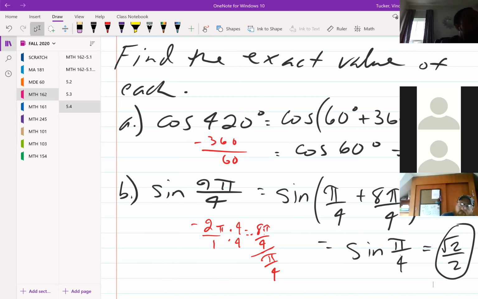So with that being said, when we come back next class, we will get into, as far as lecture is concerned, 5.7, and looking at our inverse trig functions and how to solve those.